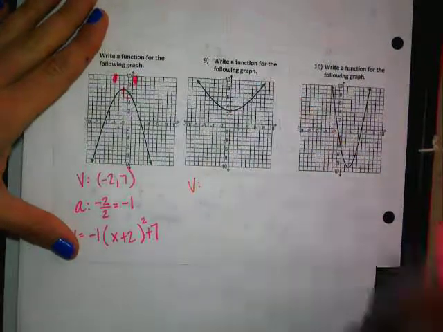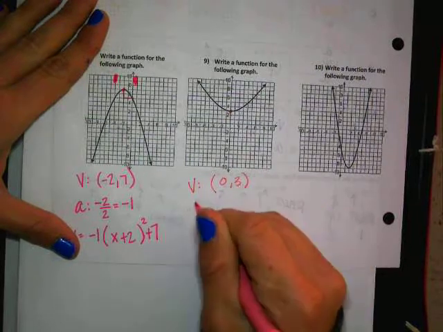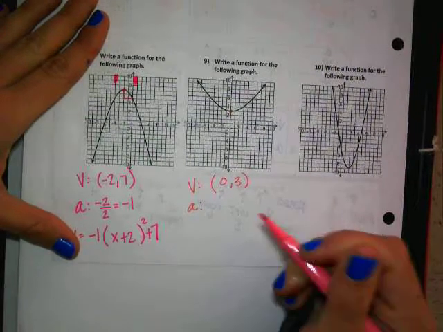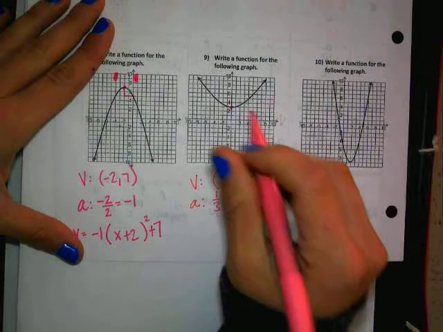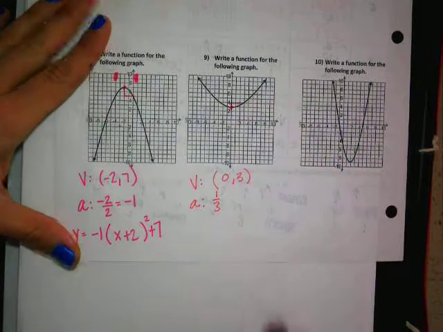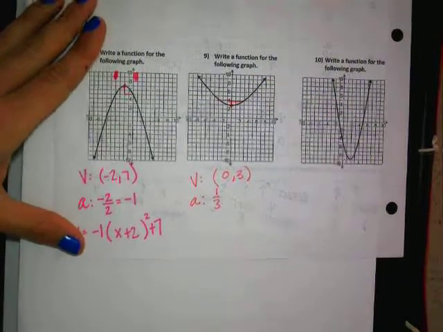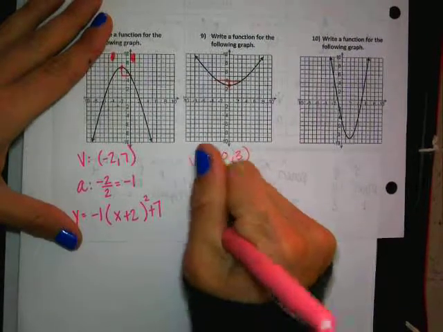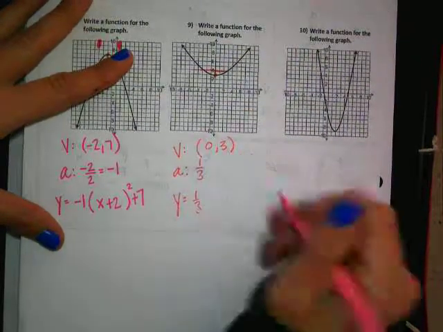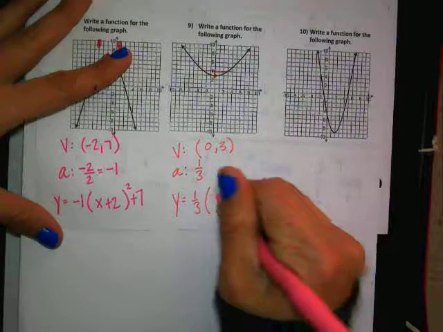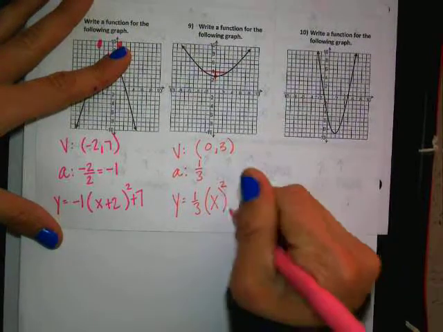Where's the vertex? 3, 0. What is the A value? 1 over 3. Very good. We go up 1 over 3. All right, so y equals, how do I write it? 1 over 3, parentheses, x, squared, plus 3. Very good.